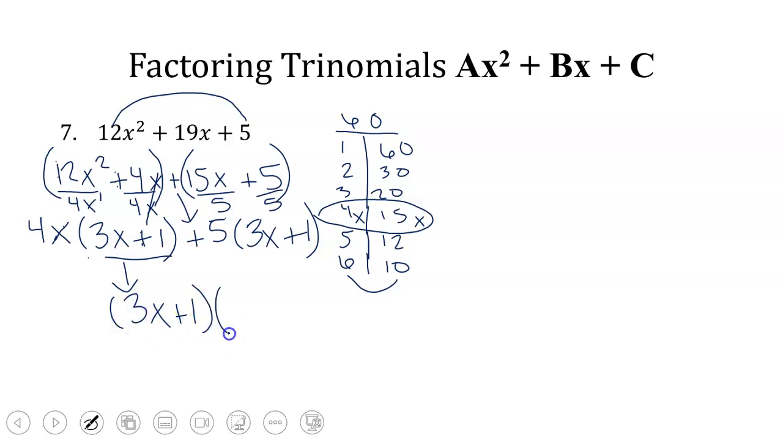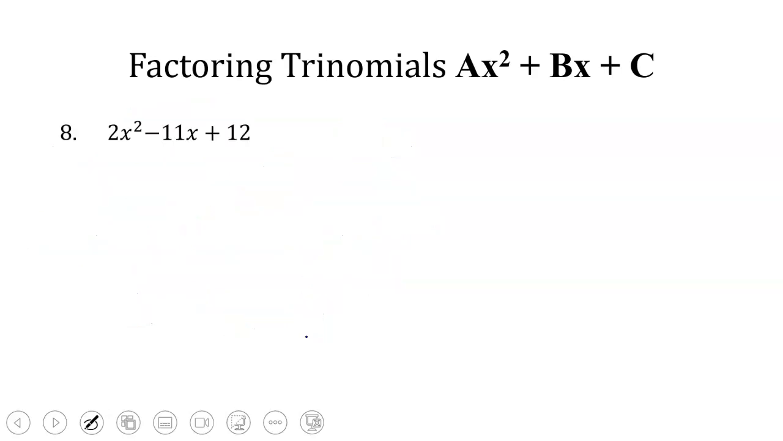And then for our second group, we're going to combine our GCFs. So what was our first GCF? 4x. And what was our second GCF? Positive 5. And if you did distribute or FOIL, your answer would be the original problem. So you can always check yourself.